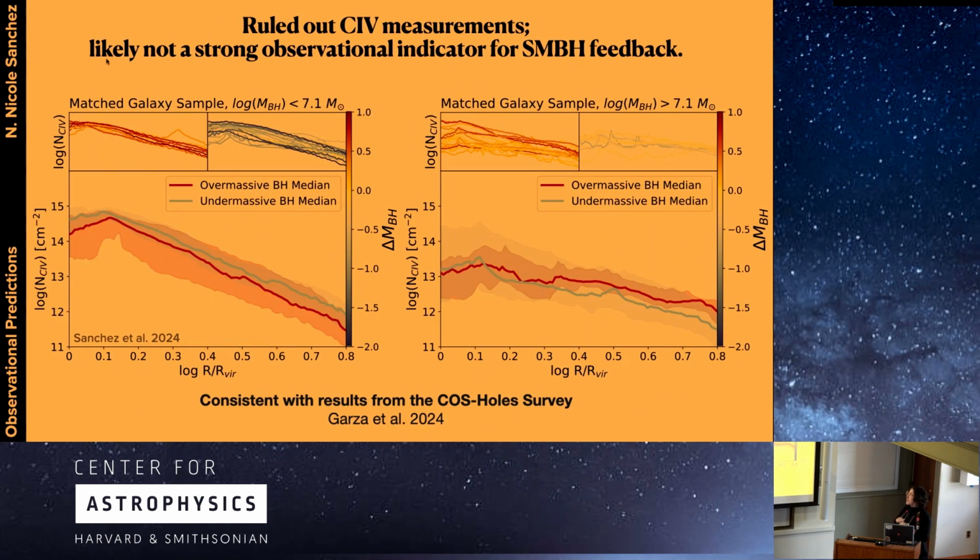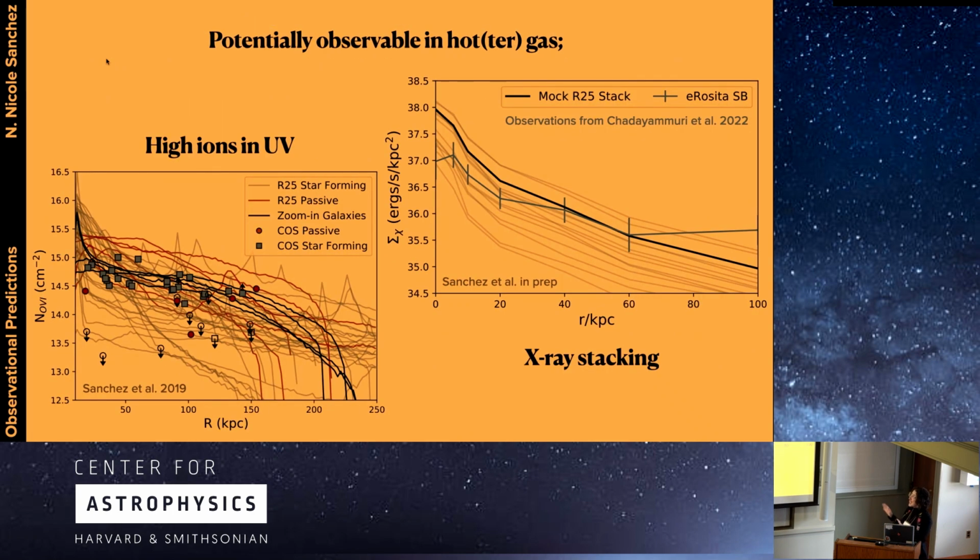We've already ruled out C4 measurements, looking at column densities in C4, which is consistent with recent results from the COS-Halos survey from Garza et al. 2024. However, potentially this might be observable in hotter gas, looking at high ions in the UV, or more recently, some upcoming work that I have in the X-ray.